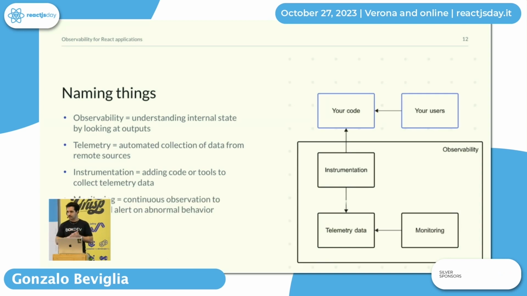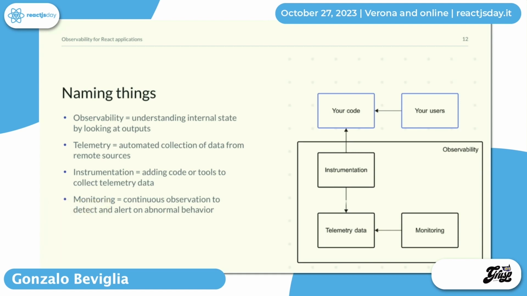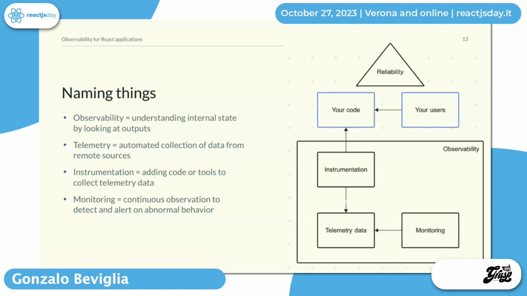The 4th concept is monitoring, which is the continuous observation of a system to detect and alert on abnormal behavior. It is concerned with ensuring that the system is working correctly and taking corrective action when necessary. Not to give anyone nightmares, but this is what wakes us up when we are on call. We get the robot, 3 a.m., and we need to fix the issue.